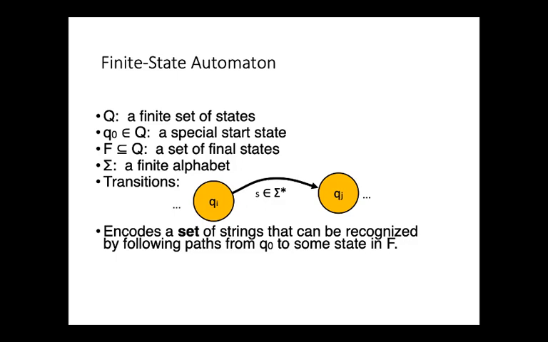And then you have transitions between states. So here's a state, and there's a transition between them. I shouldn't do that because there are people who are watching and they can't see me pointing. So it's very rude. But you have Q sub I and Q sub J, and between them you have a transition that has a symbol on it that's drawn from sigma. So basically what it does is it encodes a set of strings that can be recognized by following paths from Q0 to some state in F.